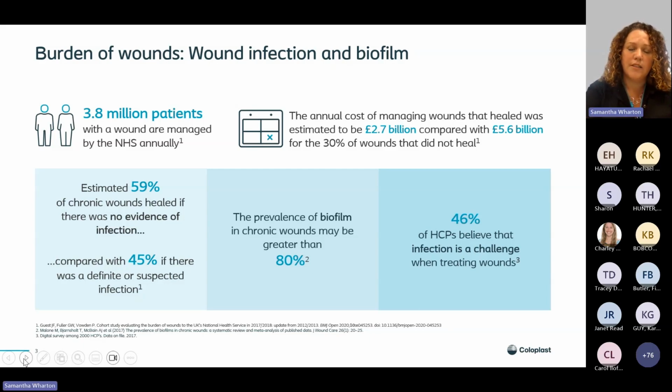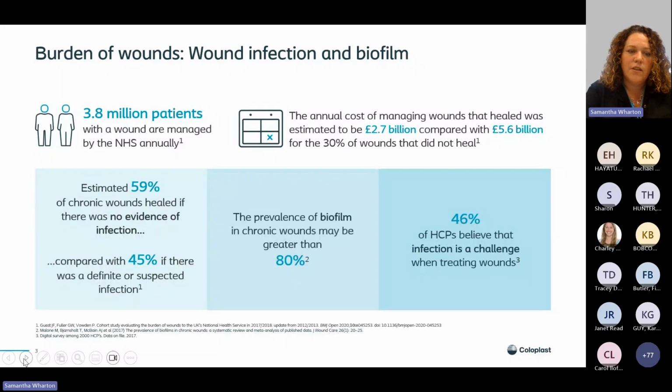We know as well, from Julian Guest, that the cost annually of managing a leg ulcer that's not healing is £3,700 a year. And that's just for not healing a wound. So when you look at all these figures and think about the costs, we need to be changing our outlook. We need to be progressing these patients to healing.